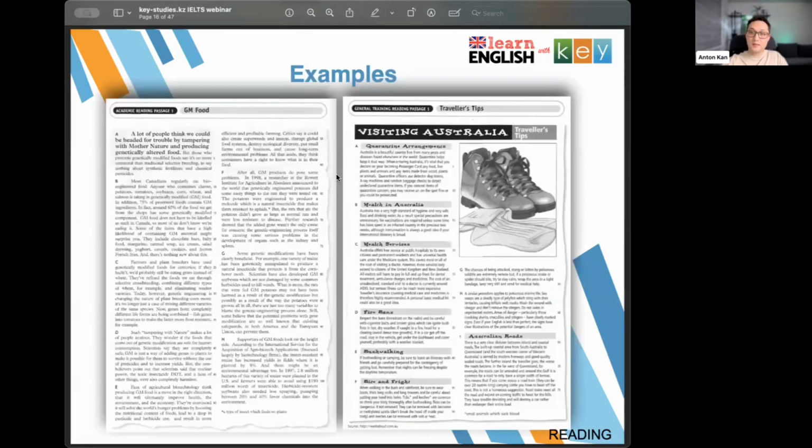Here you can see some reading text samples for general and academic modules of the test. On your left, you can see an academic reading passage. On your right, you can see general training. By the way, if you know how these modules are different, please text me.